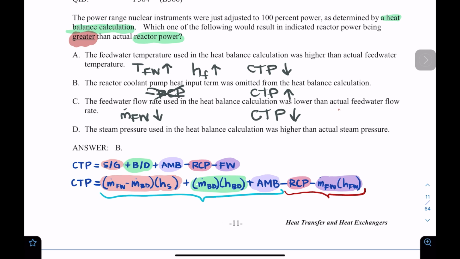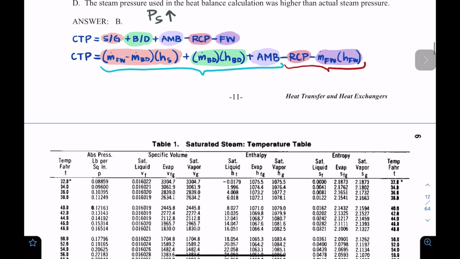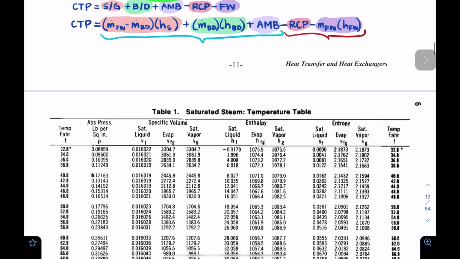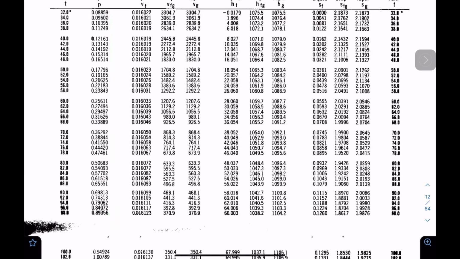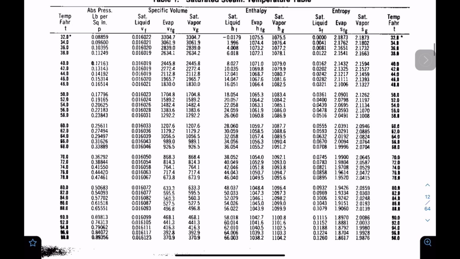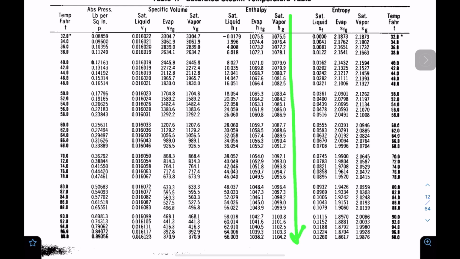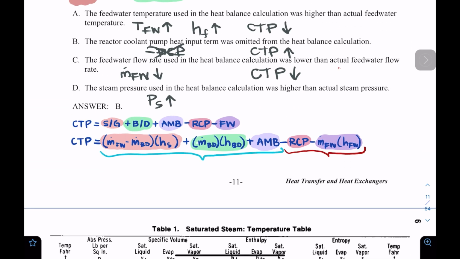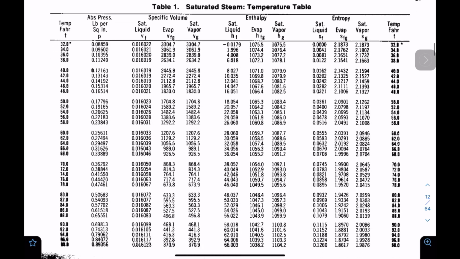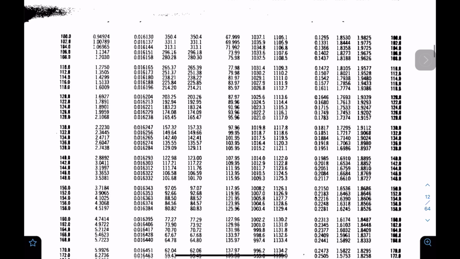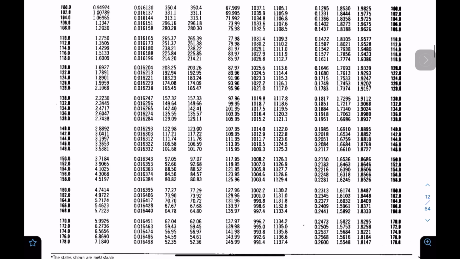Now, for the last one, it says that the steam pressure used in the heat balance calculation was higher. So we are increasing the pressure of the steam. What is that affecting? That should be affecting steam, so we have enthalpy of steam. So we go to the steam tables. Again, we're given a pressure. If the pressure increases, what's going to happen to the enthalpy of steam? My pressure increases, the enthalpy of steam is going to be increasing as well, right? Well, let me go over here because here is where things might change.